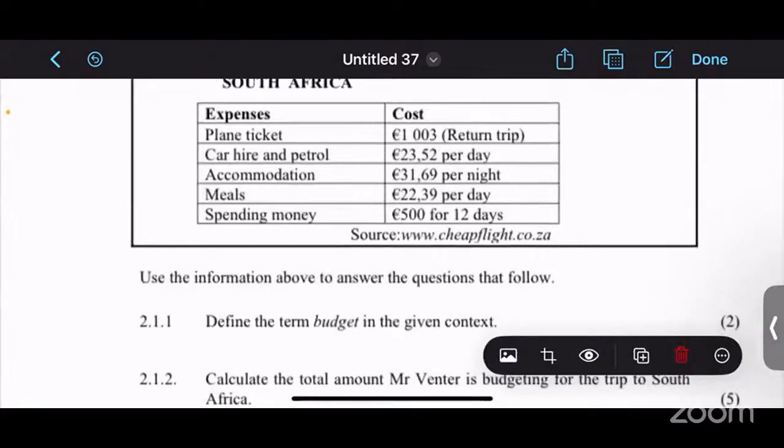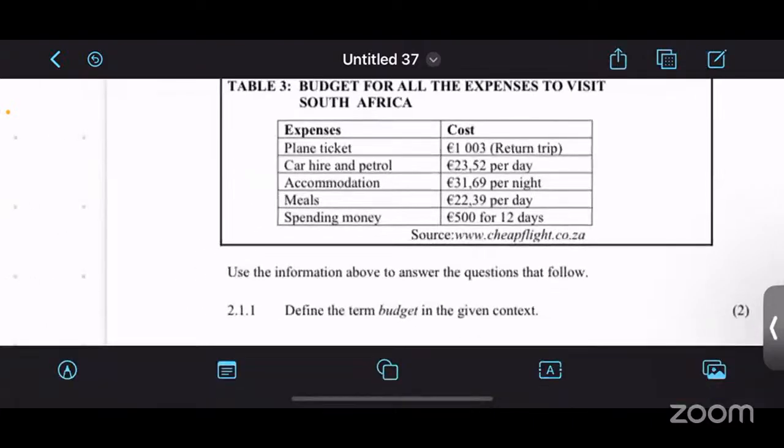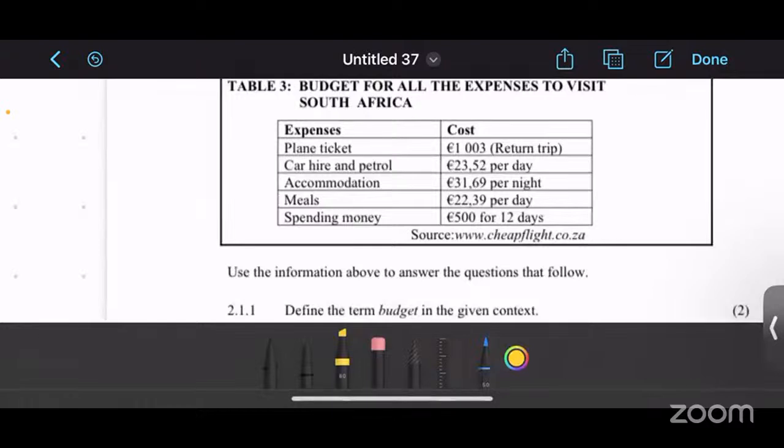Does it make sense? Yes, ma'am. Can I please answer? Mm-hmm. I feel like the budget is a detailed financial plan estimating Mr. Venter's expenses for his trip to South Africa. Perfect. That is how you define it, especially when they've asked you in relation to what's happening here. That is absolutely correct.